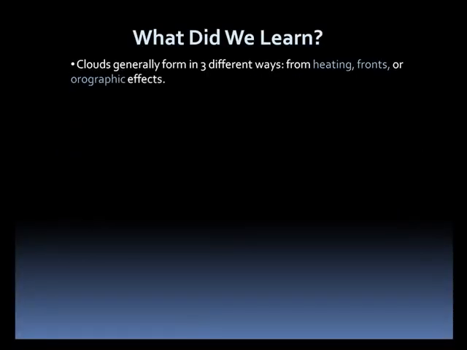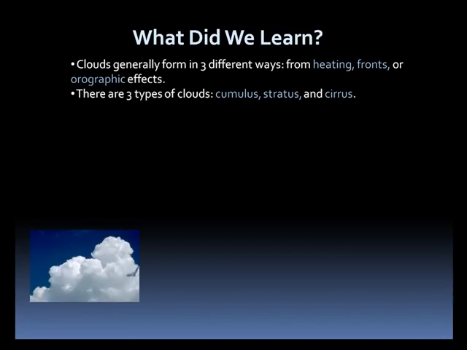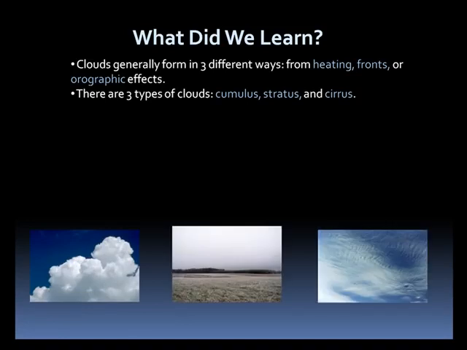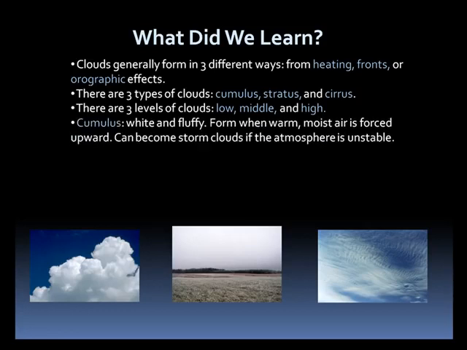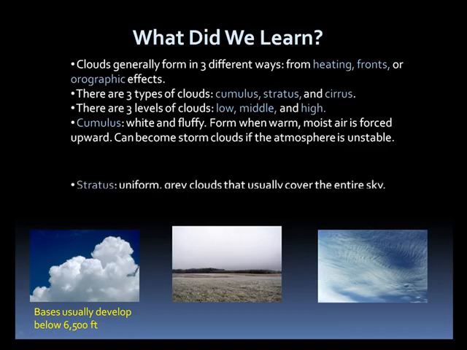Clouds develop in 3 different ways: heating, fronts, and orographic effects. There are 3 main cloud types: cumulus, stratus, and cirrus. There are 3 levels that clouds develop at: low, middle, and high. Cumulus clouds are puffy cotton ball in appearance. They develop below 6,500 feet and can become thunderstorms if the atmosphere is unstable enough.